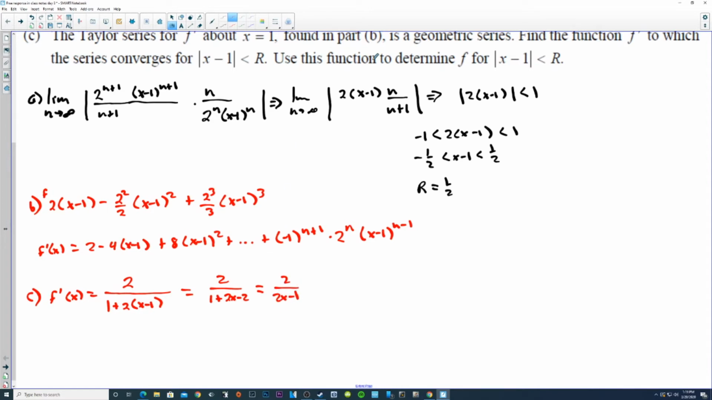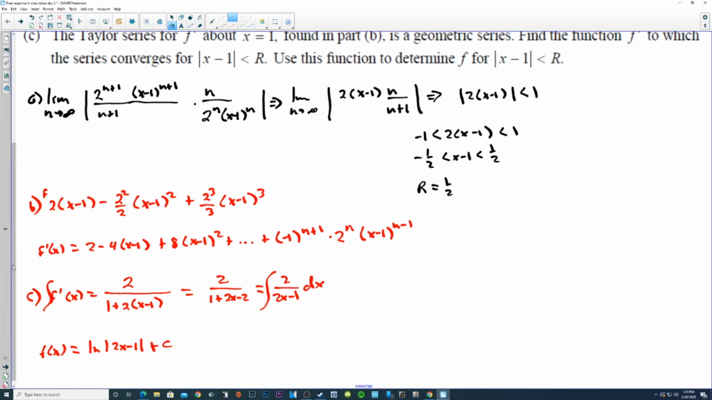And it says use this function to determine f for the absolute value of x minus 1 is less than r. So let's do this. Let's integrate both sides. So now we're going to integrate f of x is equal to, oh boy, let's see. That's going to be the natural log of the absolute value of 2x minus 1. And we could do this using u substitution, but we know that when we take the derivative of natural log, it's going to be sent down to the denominator, but the chain rule is going to give us that 2 on top. So I guess we put that there.